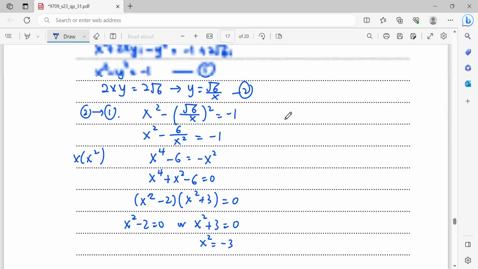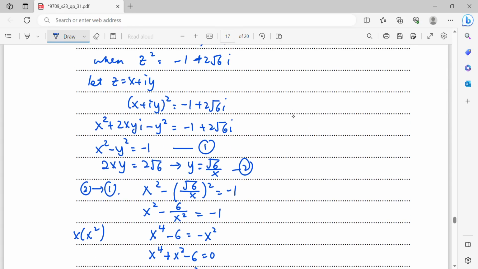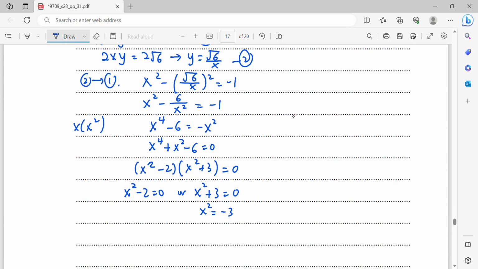So x squared plus 3 equals 0 means x squared is minus 3. Remember, in your definition of the complex number, x and y must be real numbers. So x squared cannot be negative 3. That means this is undefined. Therefore, x squared is going to be 2. Then your x is plus minus square root 2.